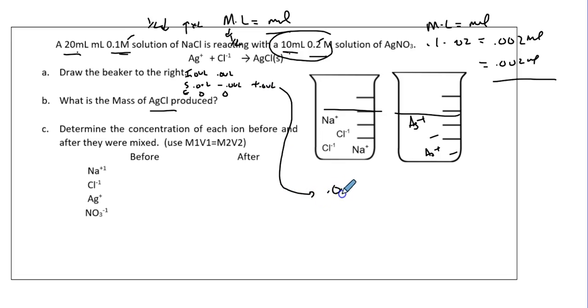So 0.002 is moles of silver chloride. Get rid of moles of silver chloride and go to grams. 1 mole, we've got to add the molar mass up. This is 107. This is 35. That's 142. And multiply across: 0.002 times 142.